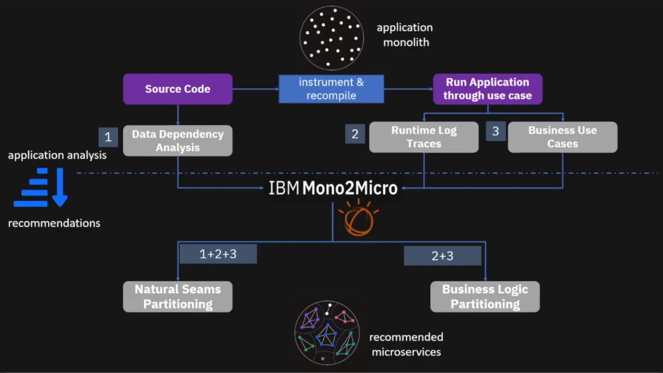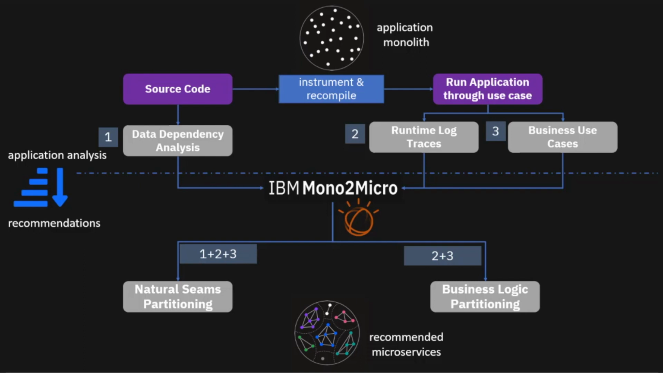So the first step to get started with Mono2Micro is the data collection step, where we first do the source code analysis to collect the data dependency information, and then we ask you to instrument and recompile the application so that we can run the application through certain use cases. This is really a critical step, because what we are doing is merging the insights from both the static analysis and the runtime analysis. When doing the runtime log collection, we ask that you run your application through certain use cases that are representative of how the application is used in the real world. Obviously, we want you to do this in a pre-production environment, not in a production environment.